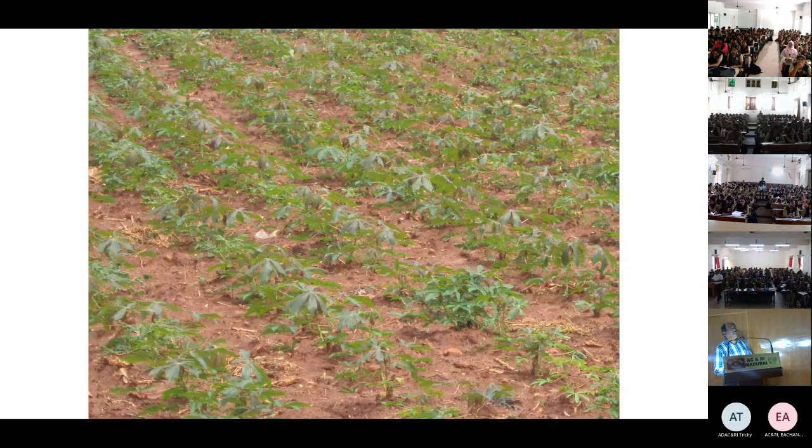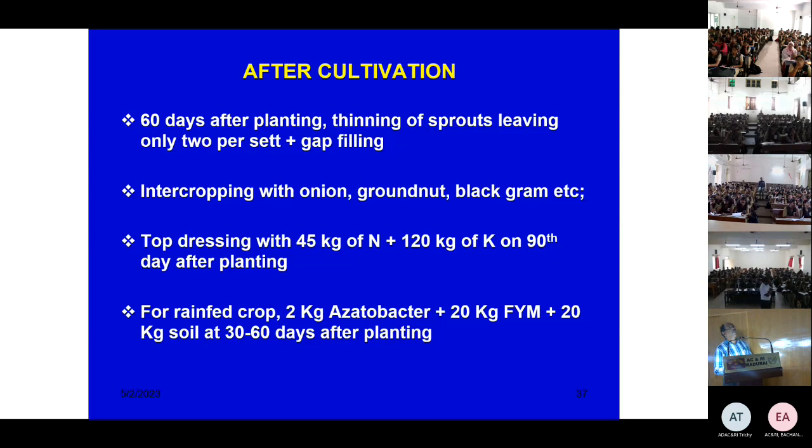So this is the cassava planted in the main field, established well. After cultivation, we have to thin the sprouts, only 2 per set, and do gap filling. Because it is a long duration crop, intercropping with onion, groundnut and black gram is used in the interspaces. Then top dressing with 45 kg of nitrogen and 120 kg of potash on the 19th day after planting.